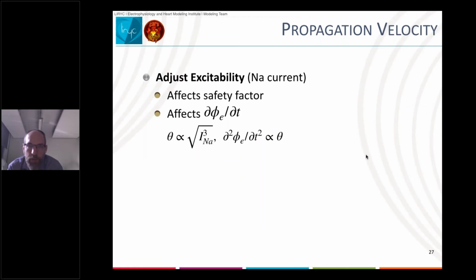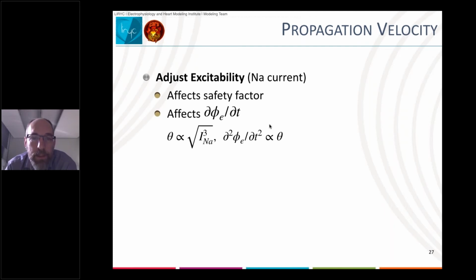Okay, so the thing we'll do too in models is you have to adjust your propagation velocity. And there are two ways to adjust propagation velocity. The first way is you can change the sodium current. That's the excitability, which affects the safety factor, which I talked about before. So if you reduce sodium, you're reducing how robust your propagation is, so you get more propagation failure. It affects any extracellular potentials that you develop, especially the del phi E by del T, which is actually useful because people can measure that experimentally for you.